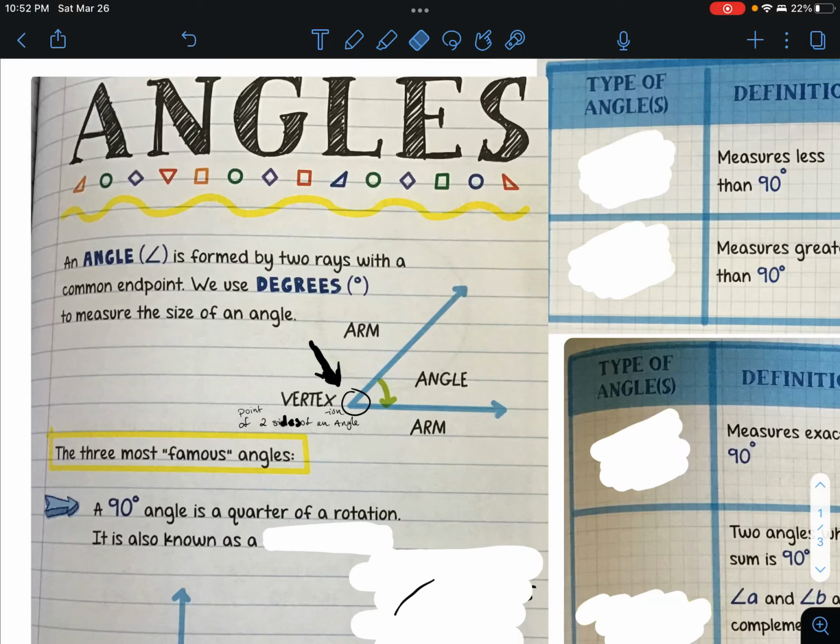Alright, so we're going to be focusing on angles here. An angle is formed by two rays with a common endpoint. We use degrees to measure the size of the angle. Right here it shows an example of an angle. You've got two rays that share a common endpoint here.